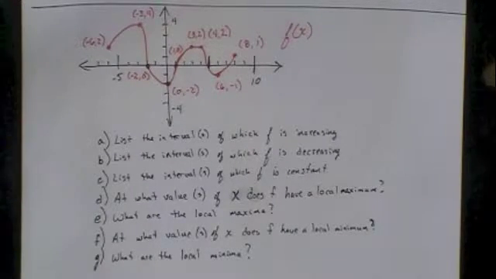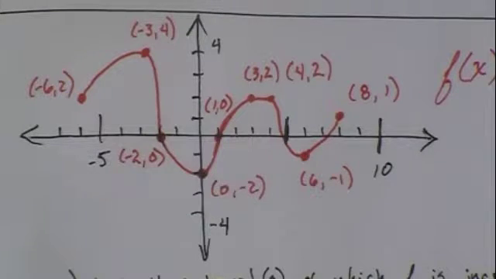Now we're naming that as a point. F, at what value or values of x does f have a local minimum? And for G, what are the local minima? Again, writing that as a point. So now pause the video and use this graph to go through and answer those questions, and we will discuss it as you're finished.